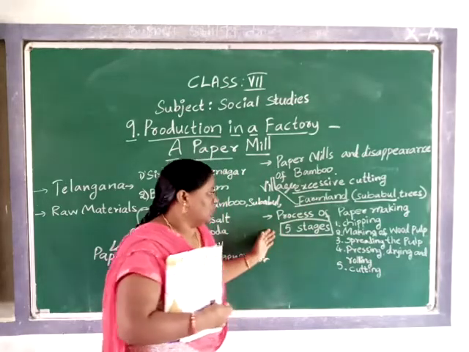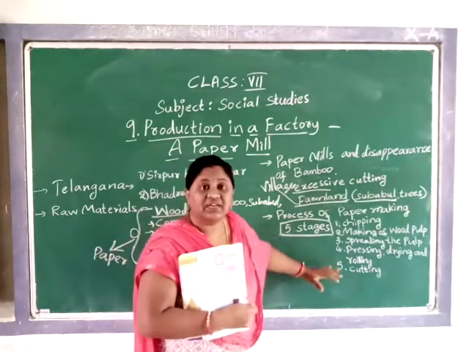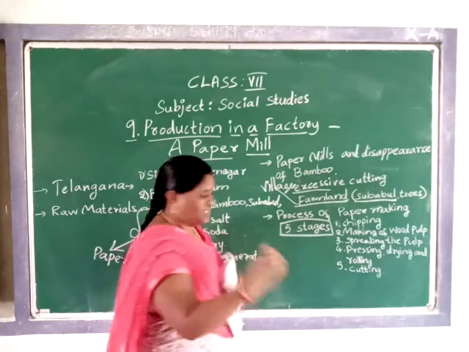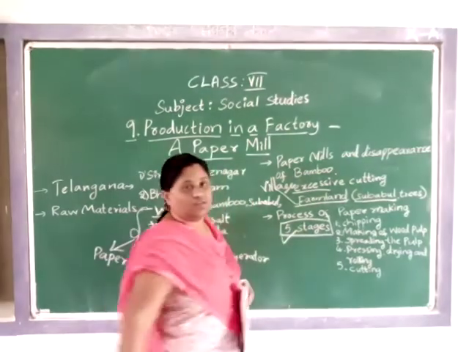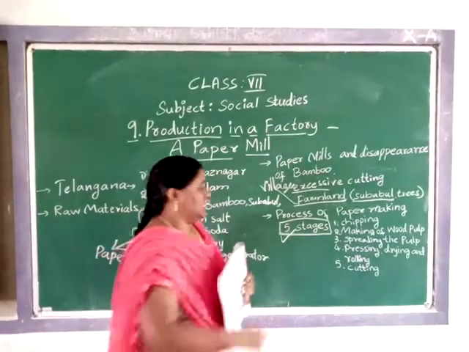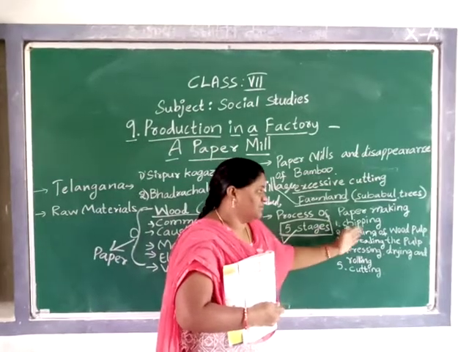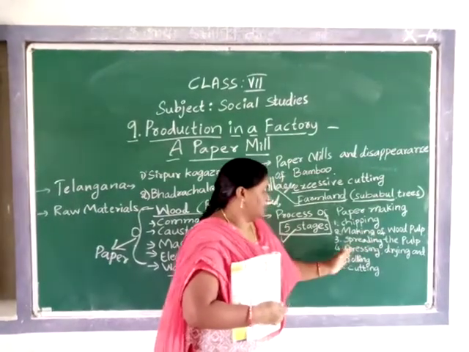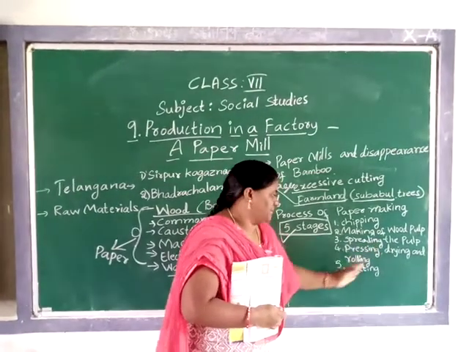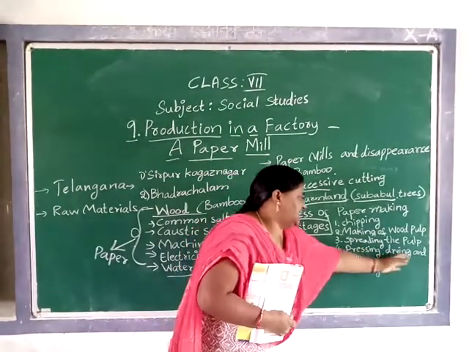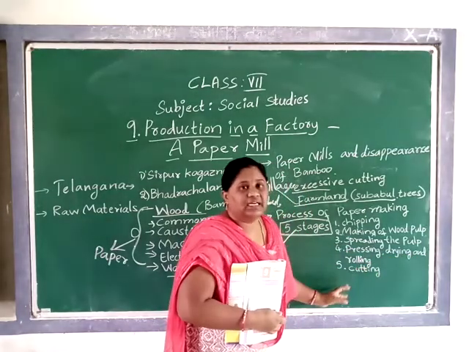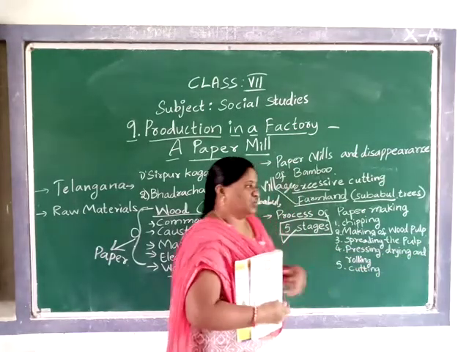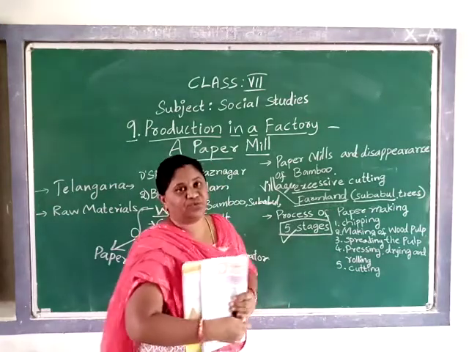So the process of paper making has 5 stages. How many stages? 5 stages. Those 5 stages are chipping, making of wood pulp, spreading the pulp, pressing, drying and rolling, and cutting. So I'll explain all these processes.